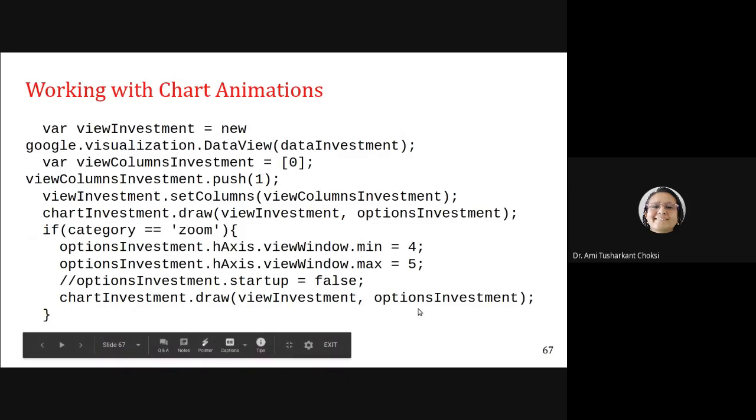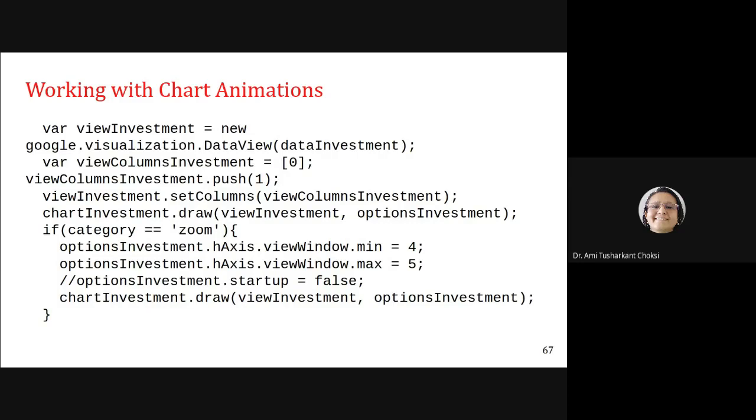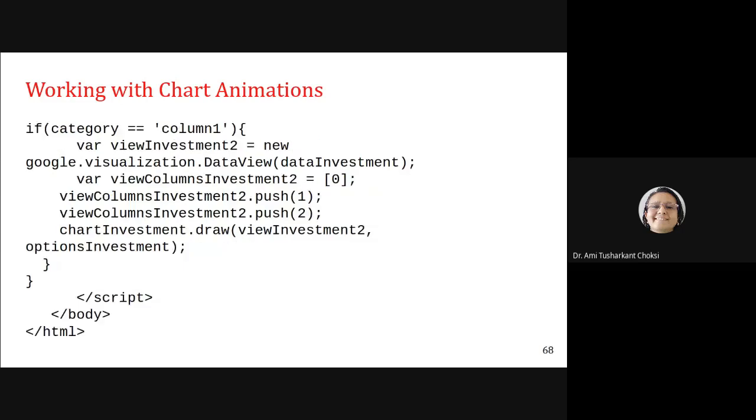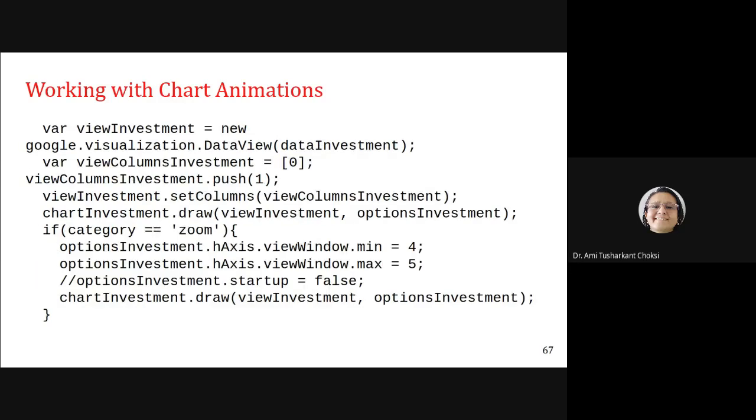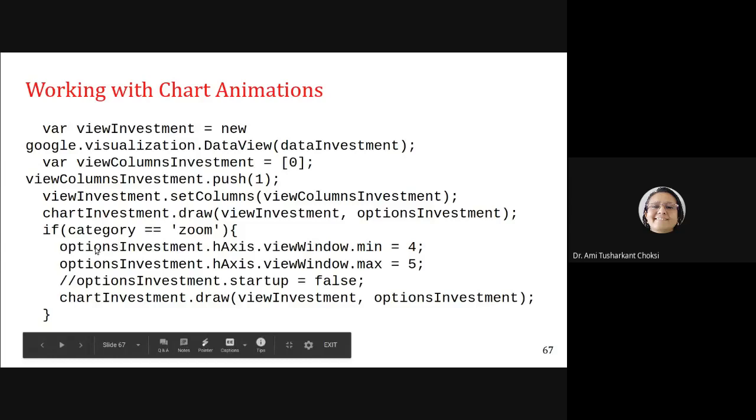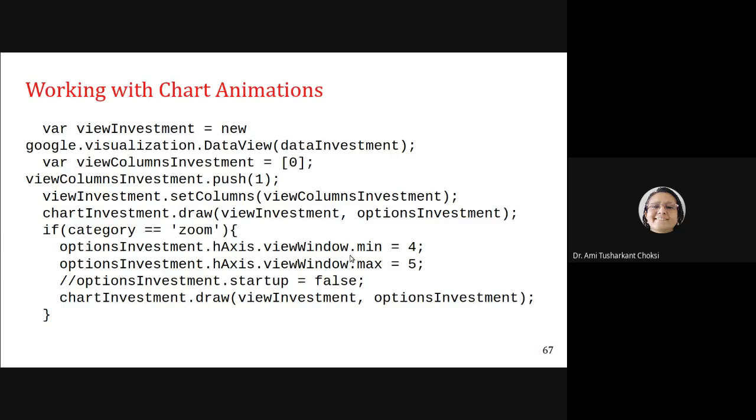Okay, but that is the normal flow. Here what we want is, on clicking the buttons, say zoom, then column 1 and column 2, for that we need to have the output. So what do we do? We can say that if the category is equal to zoom, then do something. What we do is options.investment.hAxis.viewWindow.min is equal to 4, and for max it is equal to 5.